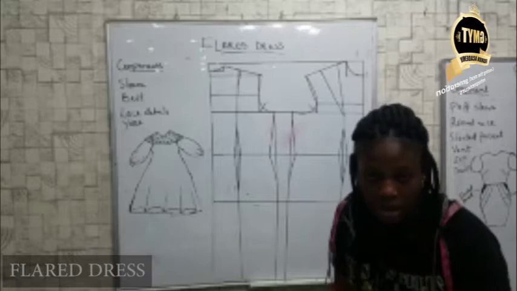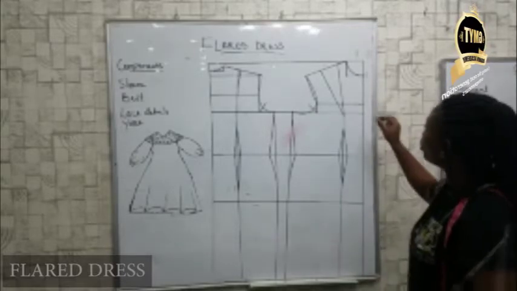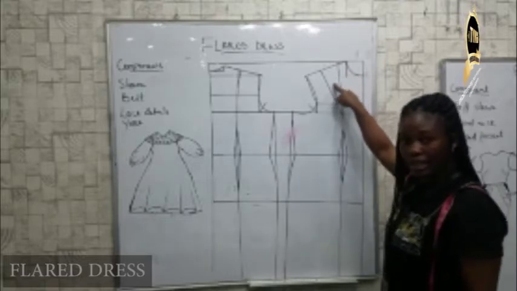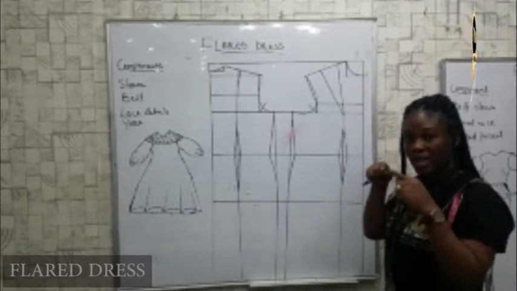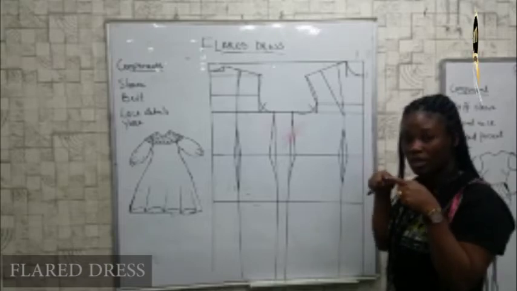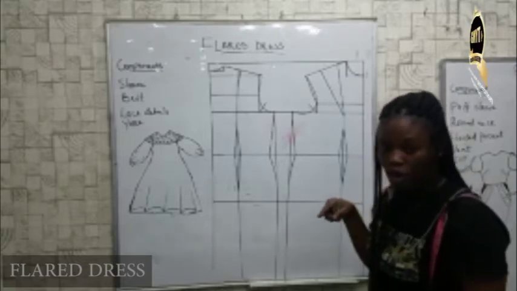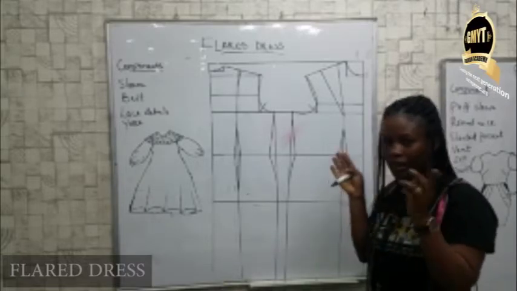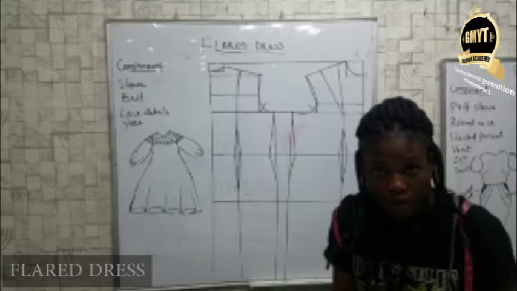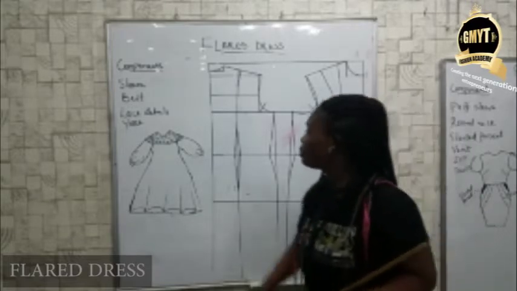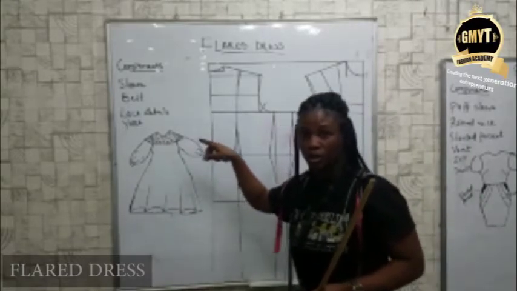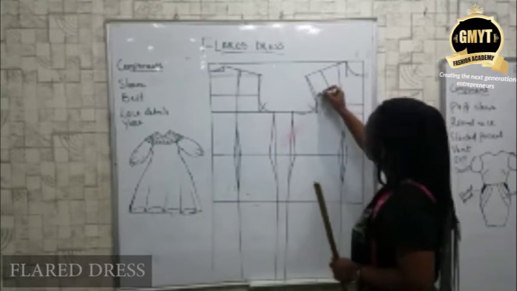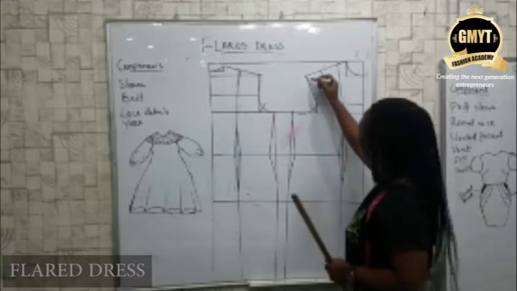Now, the next thing to do is to close my shoulder darts in order for me to create my yoke style line, my design. So your yoke could either be curved, straight, sweetheart, whatever design you want to bring out, or V. So me, I'm going to do a curved yoke. So now, doing my curved yoke, I need to get my yoke point here at the armhole.